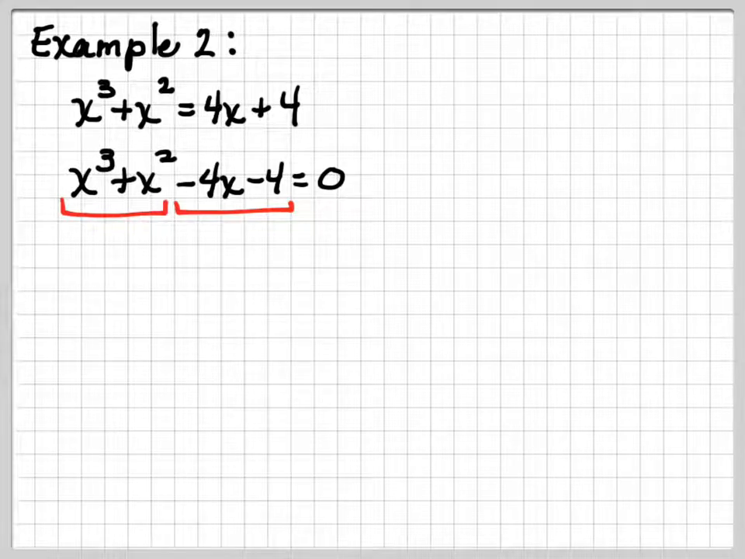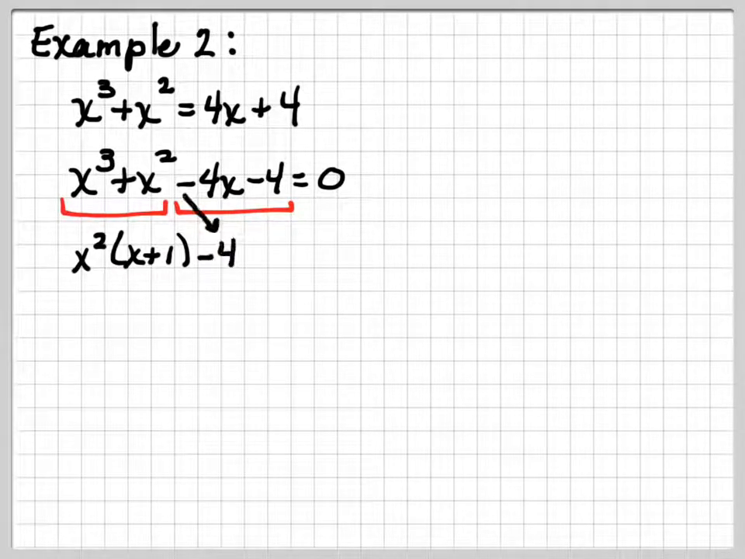So I'm going to look at the first two, and I'm going to take an x squared out of it. So I'll have x squared times the quantity x plus 1. And the second one, I'm going to take a minus 4 out. If there's a minus there, you've got to take it out. So I'll take a minus 4, and that would give me times x plus 1, because when I distribute back, I get minus 4x minus 4. So that's equal to 0.